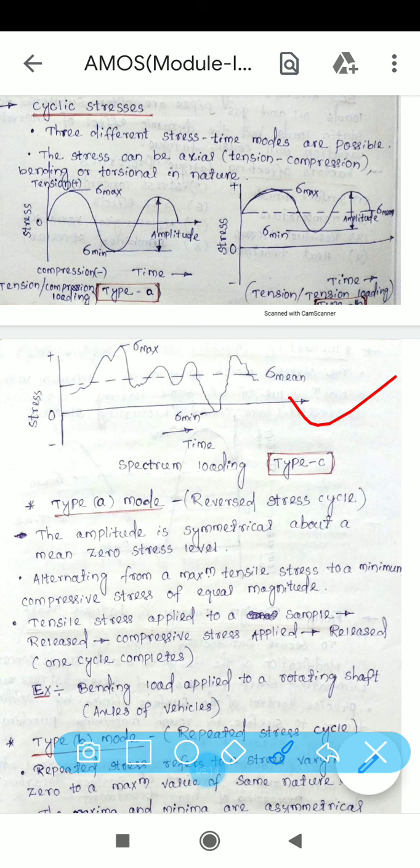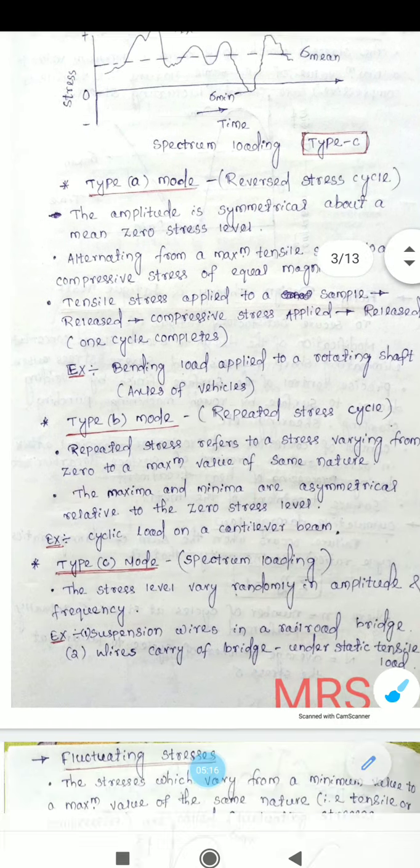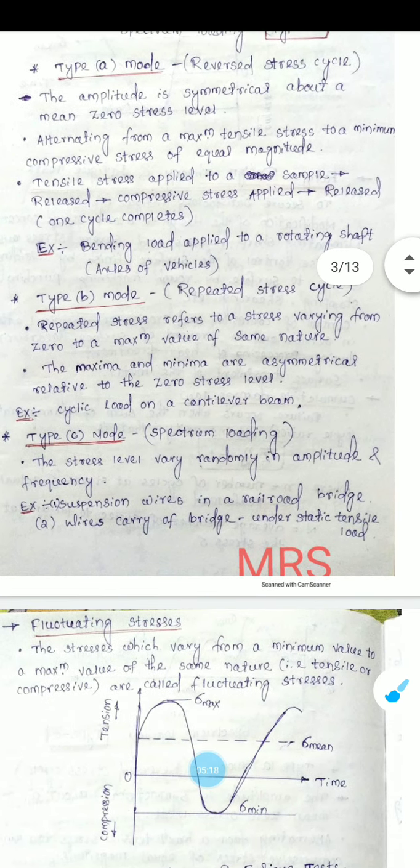There are two examples. Example 1 and example 2. The first one is suspension wires in a railroad bridge. Have you seen a railroad bridge? In this bridge, the loading must be spectrum loading. And the second one is a wire carrying a bridge under static tension load.